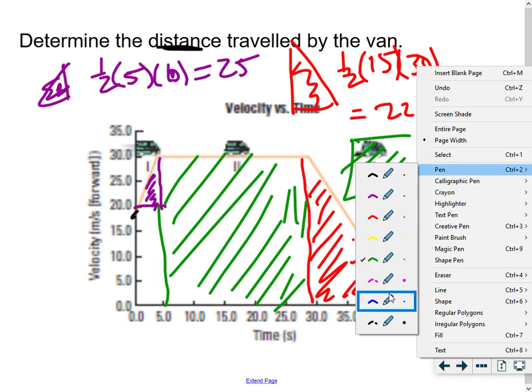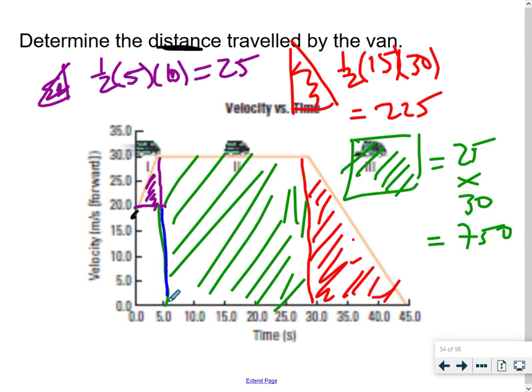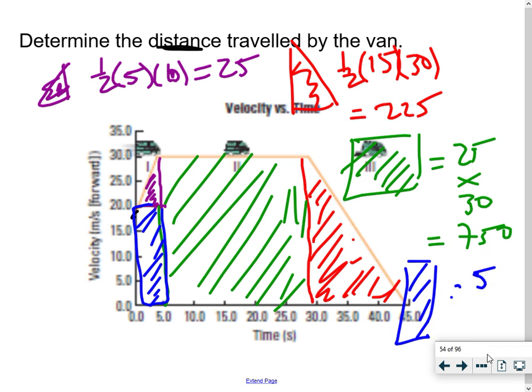Got one last section. Let's use blue. The last section I haven't accounted for is a little thin rectangle over here. You can see that. And that thin rectangle has the same formula, length times width. So I believe the length is 5. The width is 5, the height is 20. I don't need a calculator. 5 by 20 is 100.